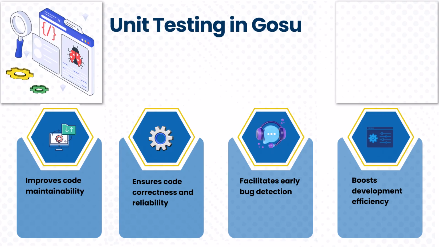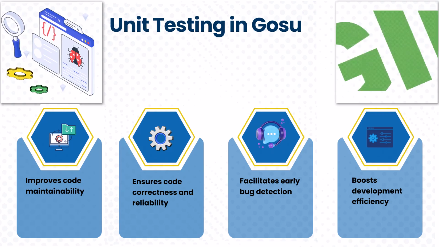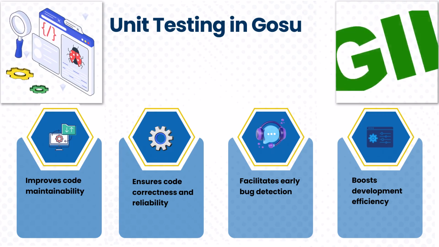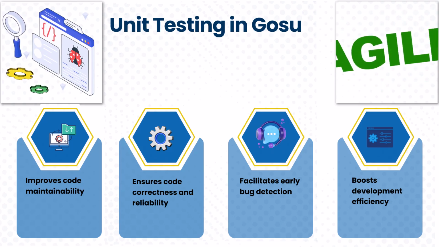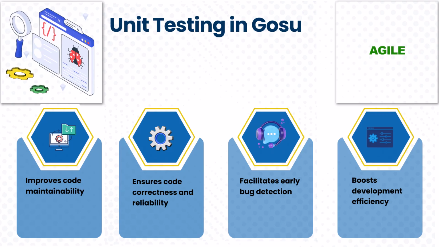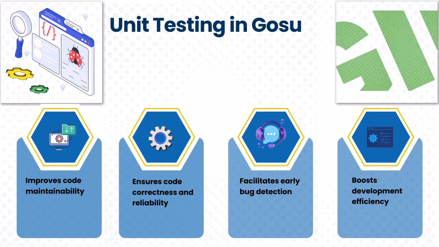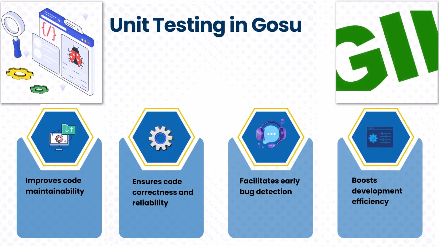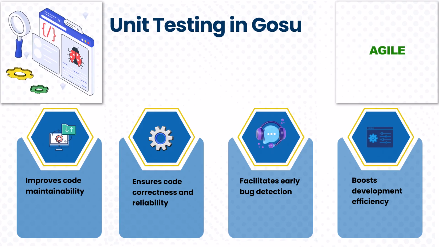Unit testing in Gosu is like your secret weapon for quality code. It ensures your code behaves as expected, catches those sneaky bugs early, and makes future changes a breeze. Think of it as a safety net, because no one wants their code to break at the worst possible moment.